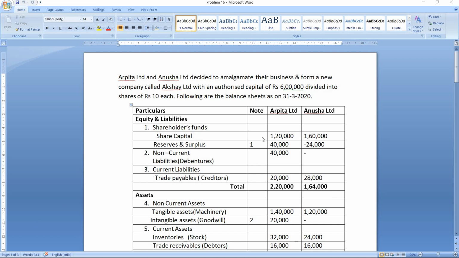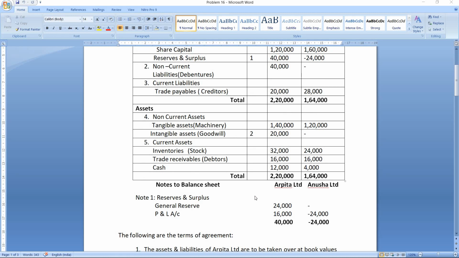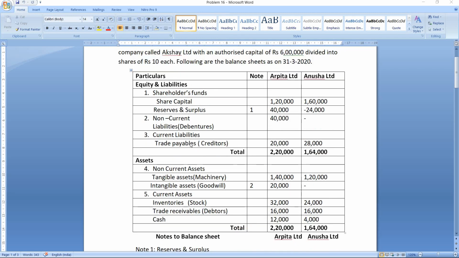Share capital of Arpita Limited is 1,20,000 and that of Anusha Limited 1,60,000. Reserves and surplus. Here you can see general reserve for Arpita Limited is 24,000. Profit and loss account surplus for Arpita Limited is 16,000 and deficit for Anusha Limited is 24,000. Next is debentures for Arpita Limited 40,000, then creditors 20,000 and 28,000.